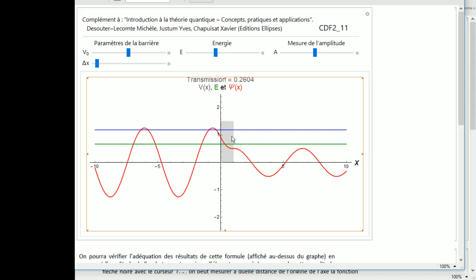However, quantum mechanics says that there is a probability that the particle will go through that barrier, but obviously the further it needs to go, the lower the probability that it will go through. So that's a basic understanding of the tunneling effect.